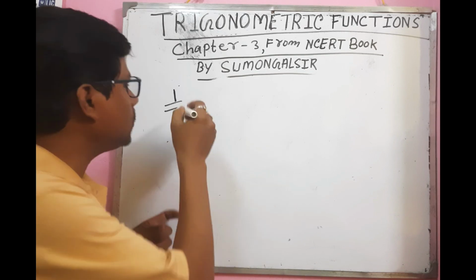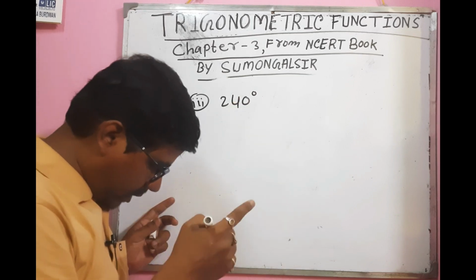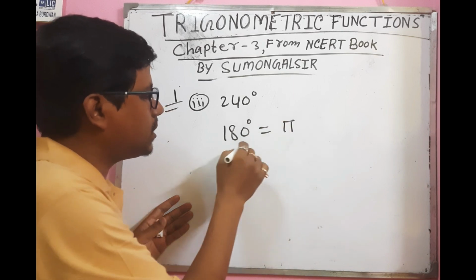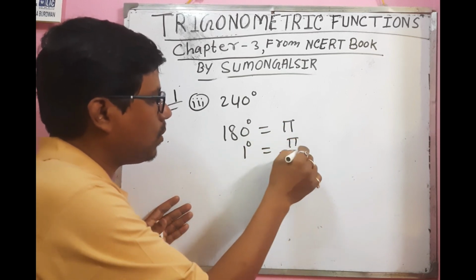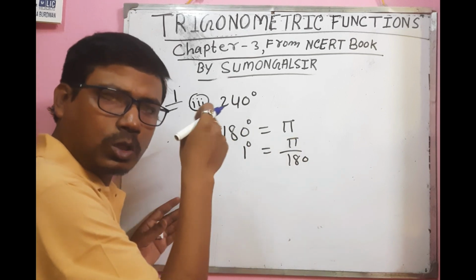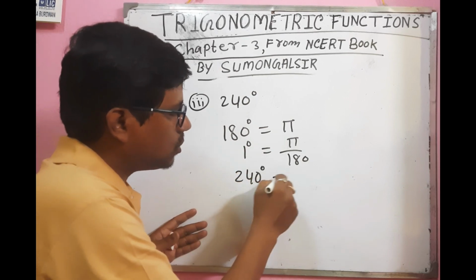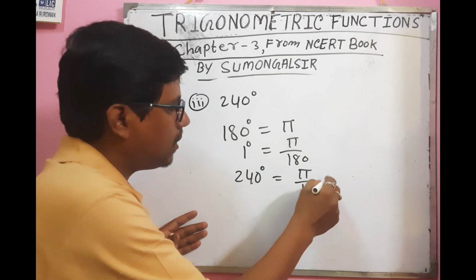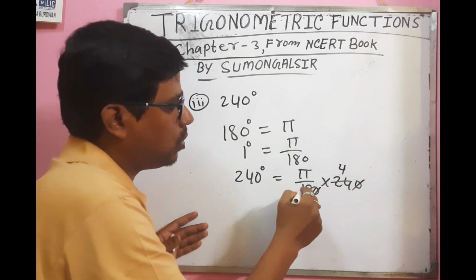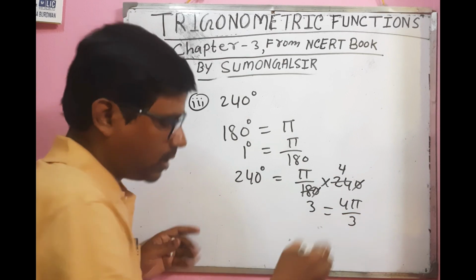Now I move to the third. Third is 240 degrees; convert into radians. Similarly, 180 degrees is equal to pi radians, then 1 degree is equal to pi by 180. This is the unit. Directly you can multiply this to convert into radians. So pi by 180 multiplied by 240, then 4 and 3. So 4 pi by 3 radians. This is the completion of the third.